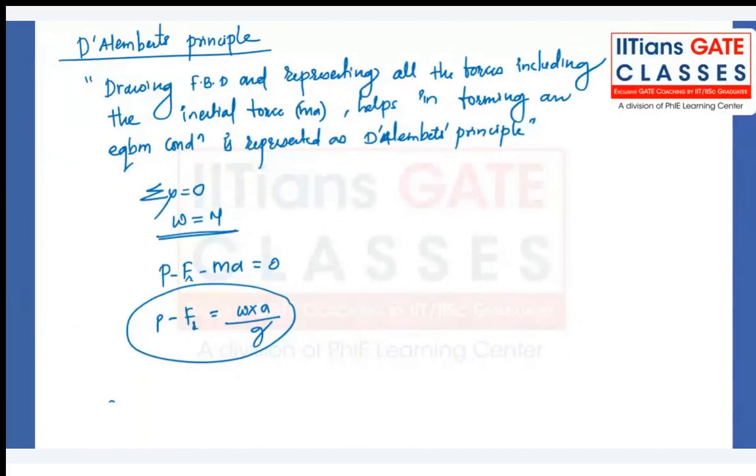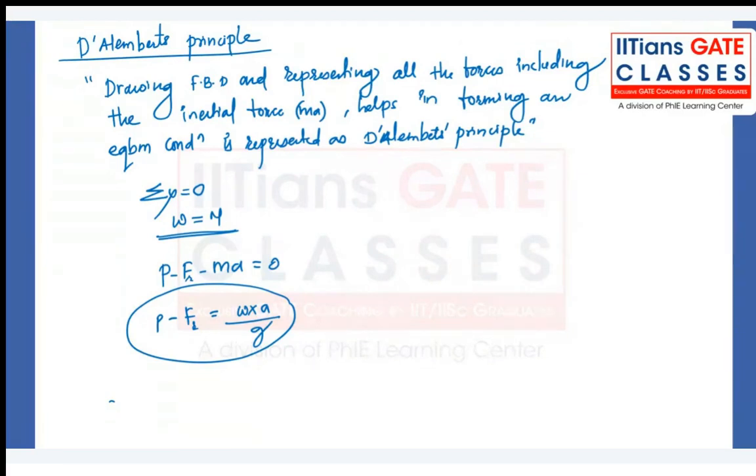Is it clear till this? So you understood what we are doing in D'Alembert's principle. Can you tell me in which situation you will use D'Alembert's principle, or in what kind of problems you can use it basically? I would say in the dynamic problems where acceleration is given or is supposed to be calculated, under such situations you can go for D'Alembert's principle.